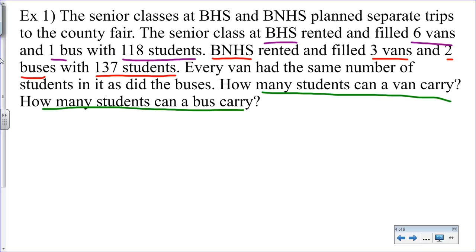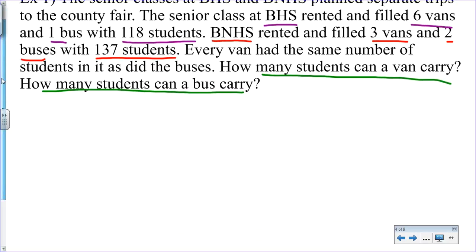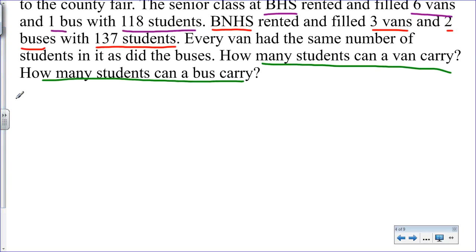So when I'm setting this up, my first step is to go ahead and define my variables. So we're looking at the number of students per van. I'm going to use V for that just to keep my variables matching my question. And then how many students can a bus carry? So we have B, number of students per bus.